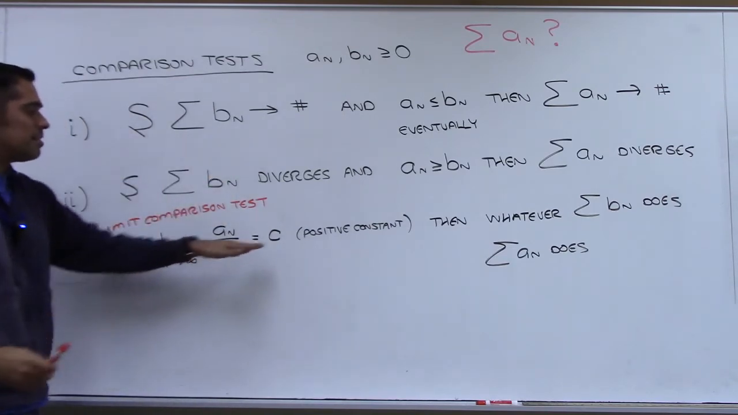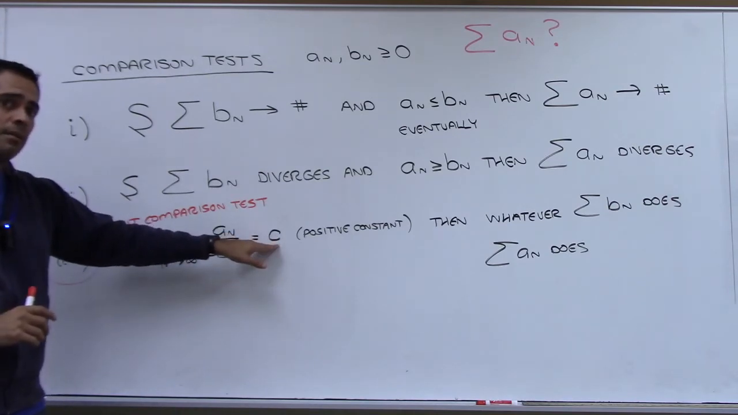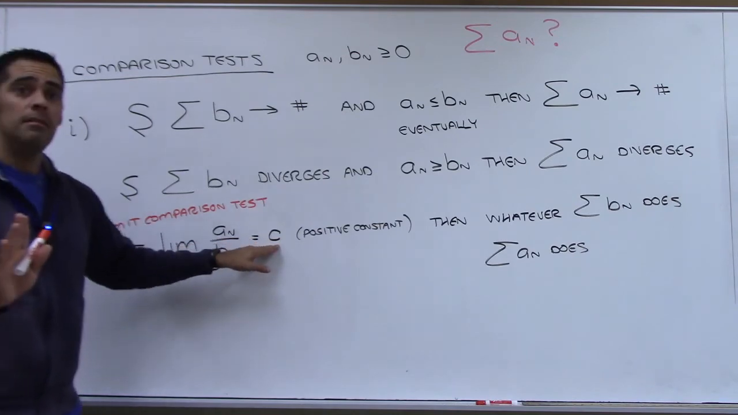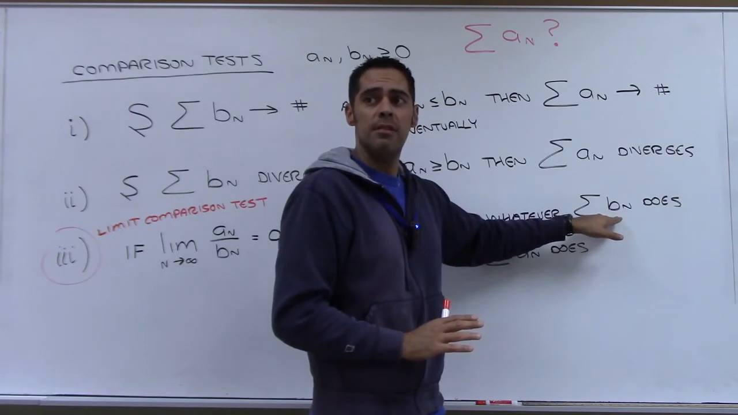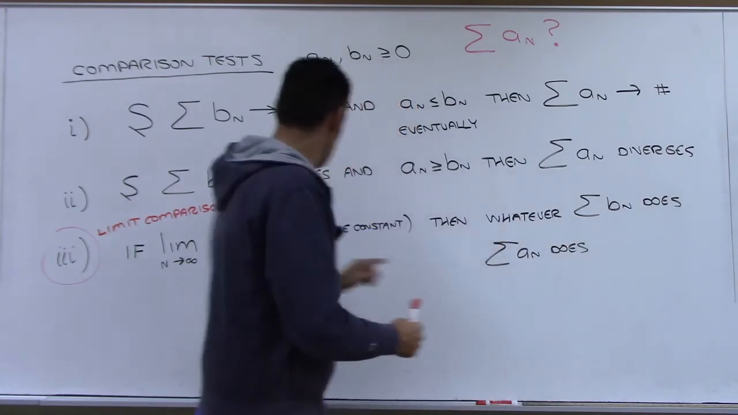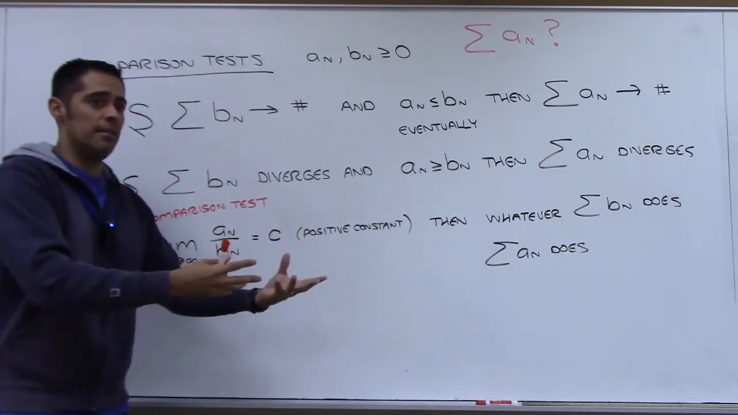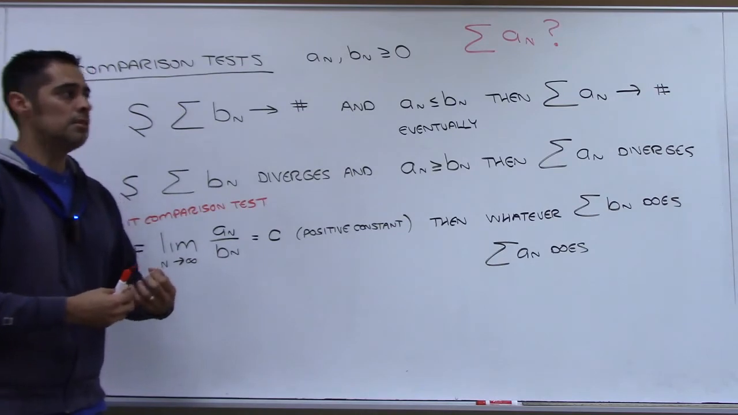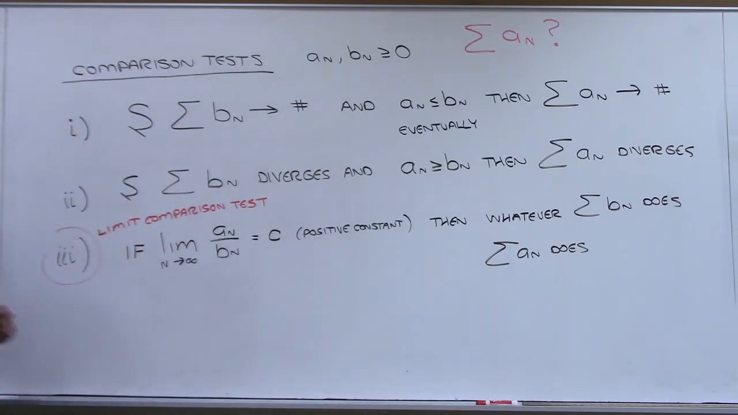If this limit turns out to be a finite positive number, that means it can't be infinity. If this turns out to be a finite number, then whatever the one we're comparing it to does, ours does. So they both do the same thing. If this limit is a number, they both diverge together or converge together. Understand? We'll have to see this in action, but that's what we're going to do today.